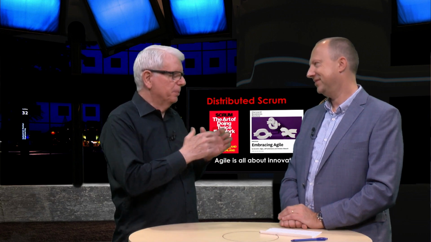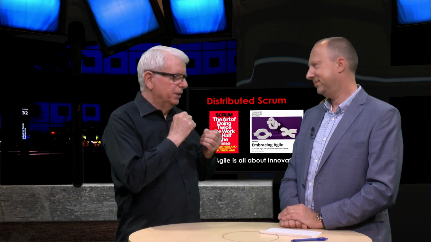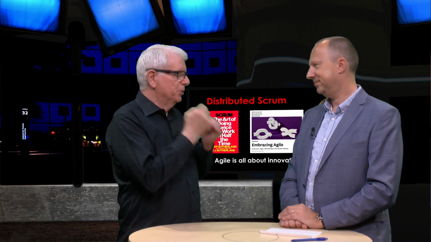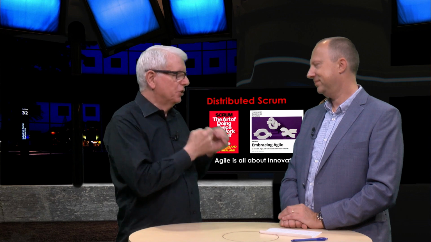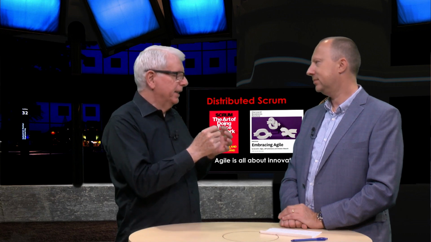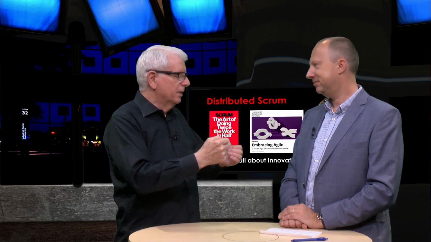Every event in Scrum has to have a delivery. The product backlog refinement needs to deliver ready backlog. We have to do that in a distributed way as well as we do locally, and that's harder when it's distributed. The sprint planning has to be clear. Everybody has to know what they're doing. The daily meeting has to.